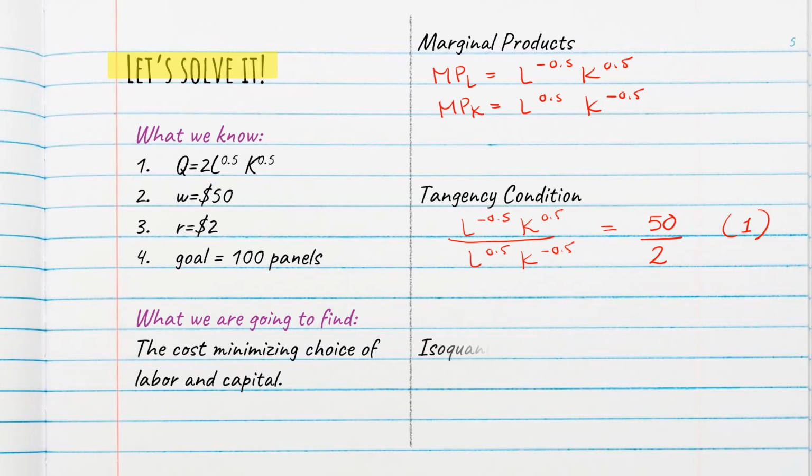We also need to write down that isoquant condition, which if you prefer, you can call a production constraint. So we know we are looking for the lowest isocost line that meets the production goal of 100 panels. We need to write down that production goal. How do we do that? We're simply going to set our production function, 2 L to the 0.5, K to the 0.5, equal to 100. This is forcing us to be on the 100 unit isoquant.